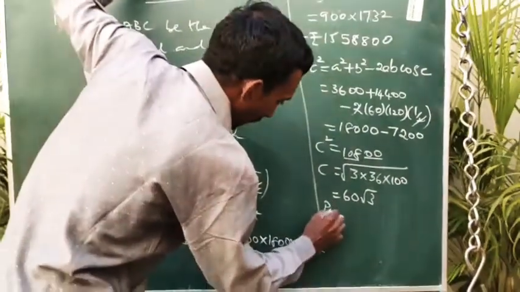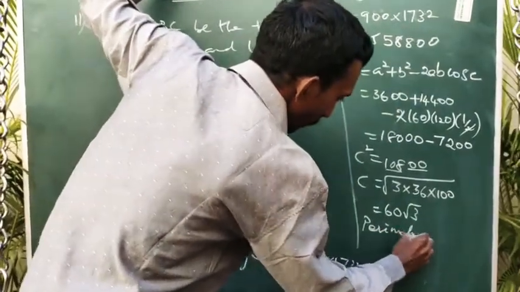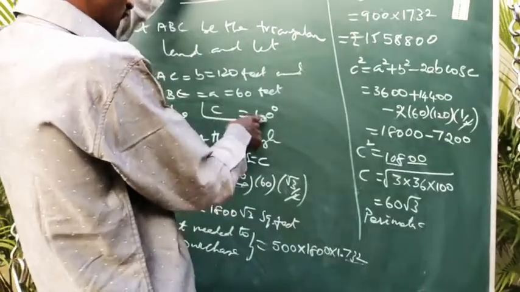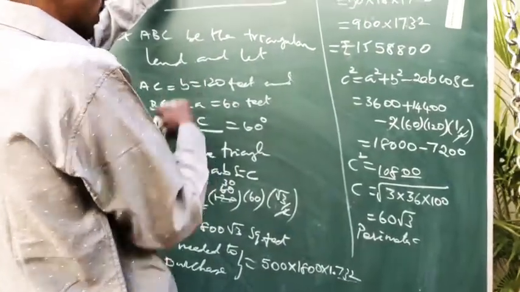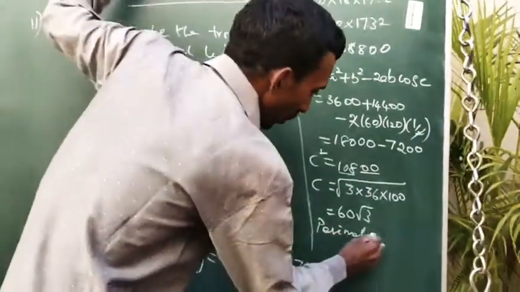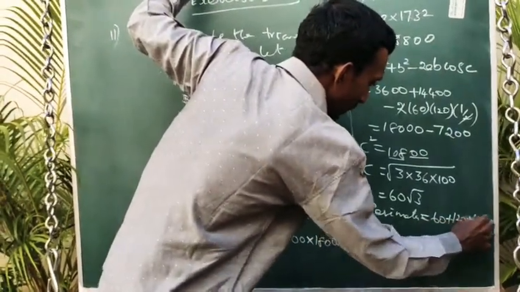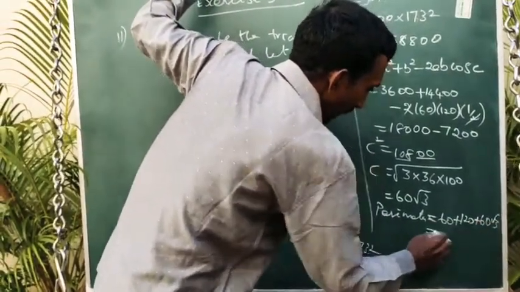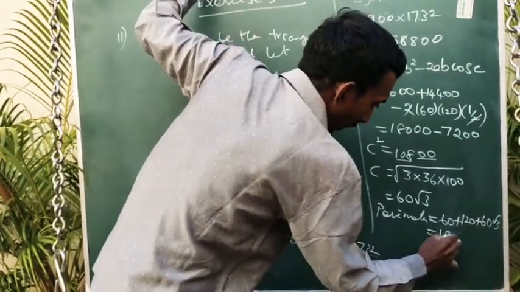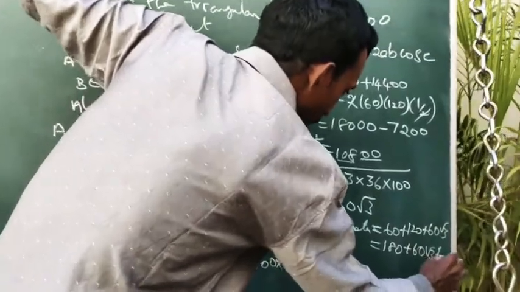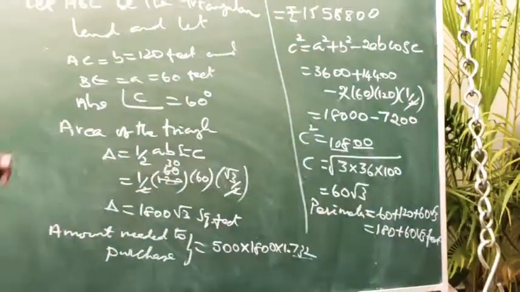So the perimeter is A plus B plus C. Already A is 60 feet and B is 120. So 60 plus 120 plus 60 root 3. So we get 180 plus 60 root 3 feet. That is the perimeter of the triangle.